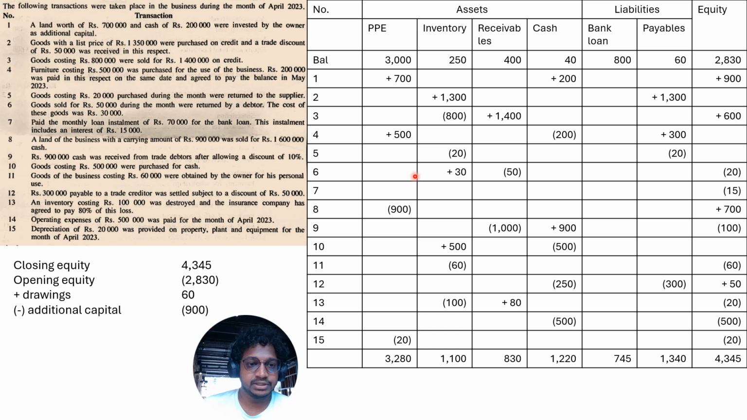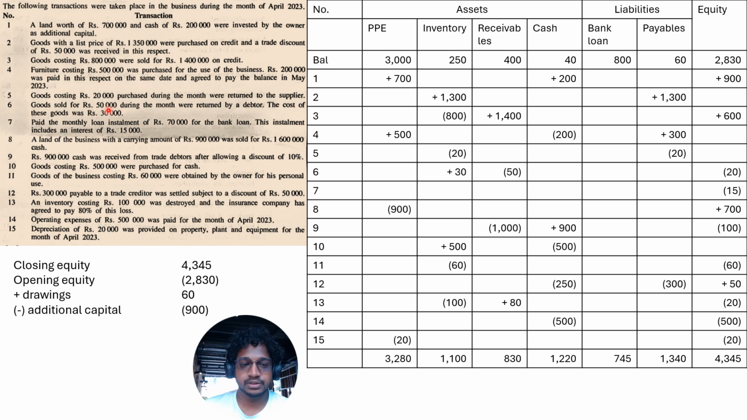Fourth one, furniture costing 500,000 was purchased for the use of the business and 200,000 was paid on the same date, and agreed to pay the balance in May 2023. That means the remaining balance will go on credit, right? So property, plant and equipment increases by the total value 500, but you paid 200 cash, and you should add 300, the remaining balance, to the payables.